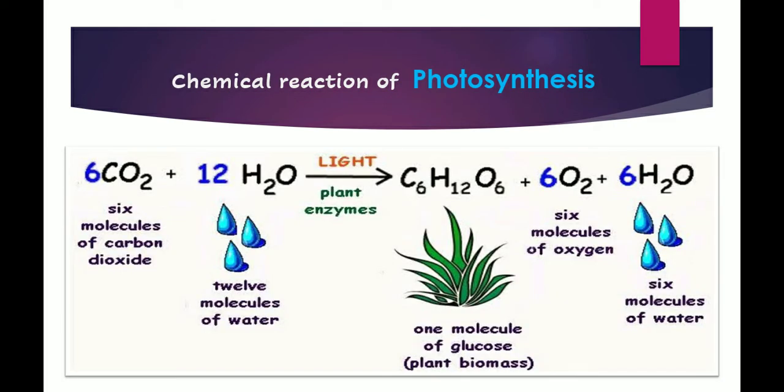So let's check out the chemical reaction of photosynthesis. 6CO2 plus 12H2O, in the presence of sunlight, plant enzyme, cytochrome and chlorophyll, gives C6H12O6 plus 6O2 plus 6H2O. That means 6 molecules of carbon dioxide and 12 molecules of water undergo a chemical process in the presence of sunlight and chlorophyll and produce 1 molecule of glucose as plant biomass, and as byproducts 6 molecules of water and 6 molecules of gaseous oxygen are produced.